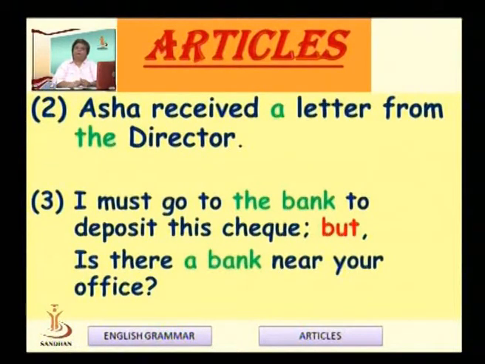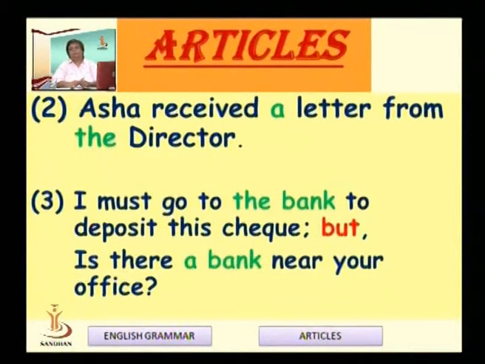So therefore on your screens you see: Asha received a letter from the director. Maybe there is just one director, just like the Prime Minister. How did I speak it? I called it the Prime Minister, the Chief Minister, the Minister, the Director, the Managing Director, the President. We have just one President in the country. We have just one Prime Minister in the country. We have only one Chief Minister in the state. So, when there is just one of somebody or something, we are supposed to use the article "the".